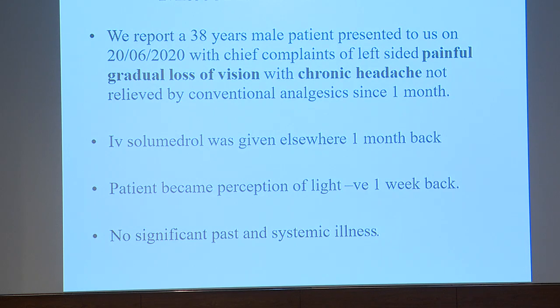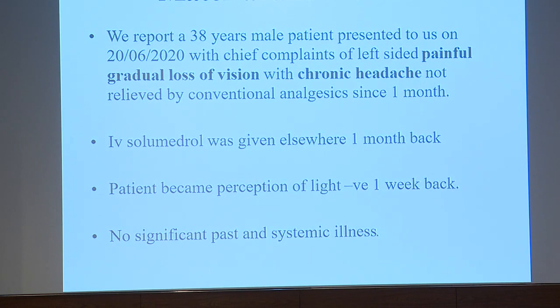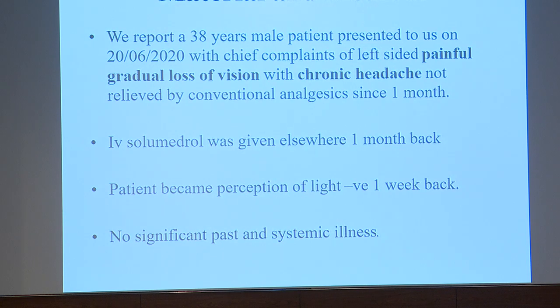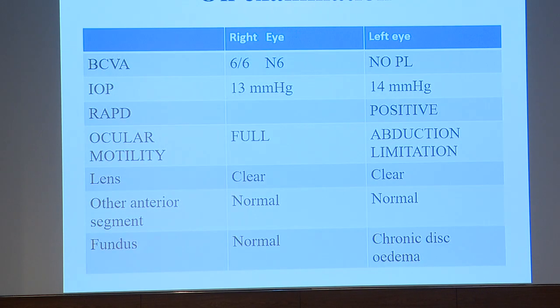Here we report a 38-year-old male patient who presented to us in June 2020 with severe complaints of left-sided painful gradual loss of vision with chronic headache, not relieved by conventional analgesics, since 1 month. There was a history of IV Solumedrol given elsewhere 1 month back, following which the patient became perception of light negative. There was no significant past or systemic illness.